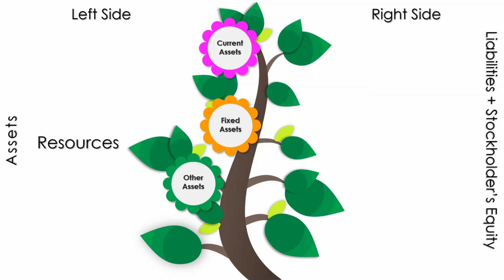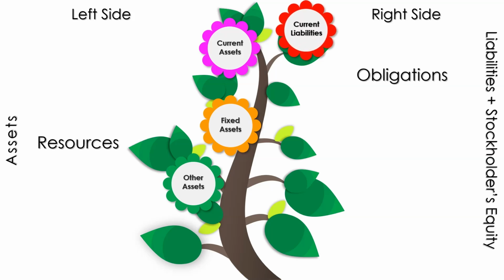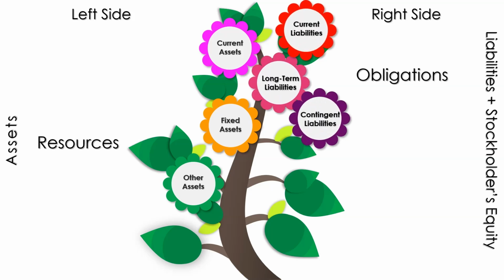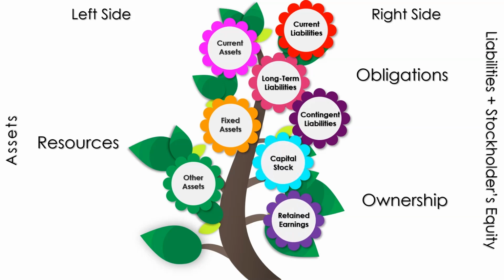On the liabilities and stockholders' equity side, there are current liabilities, long-term liabilities, and contingent liabilities, symbolizing various obligations the company must fulfill. We also see capital stock and retained earnings, which reflect the ownership value in the business, as well as dividends showing distributions to shareholders. On this tree, each flower represents a distinct category within the balance sheet, helping us visualize what the company owns, what it owes, and the value held by shareholders.